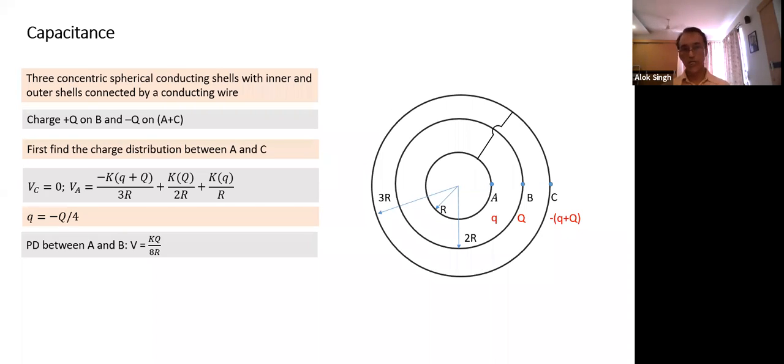Then I'll calculate potential difference between A and B, or I can calculate potential difference between B and C. Either way is same. Potential of B minus potential of A, or potential of B minus potential of C. Since potential of A and C are equal, any of the two will give you the same result.